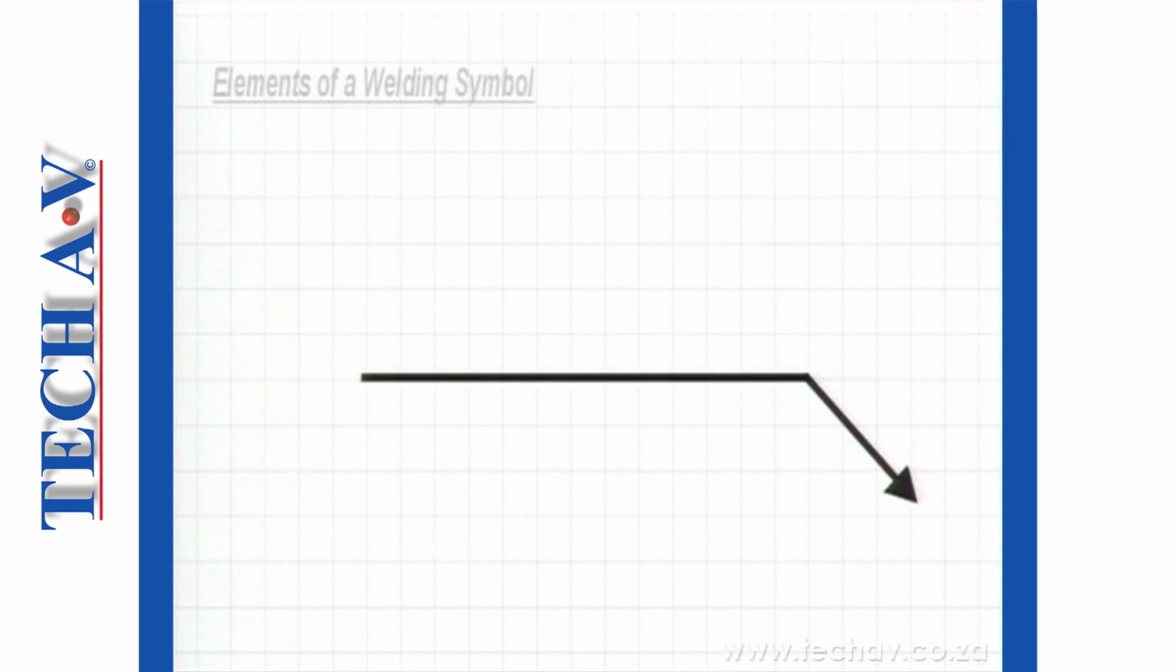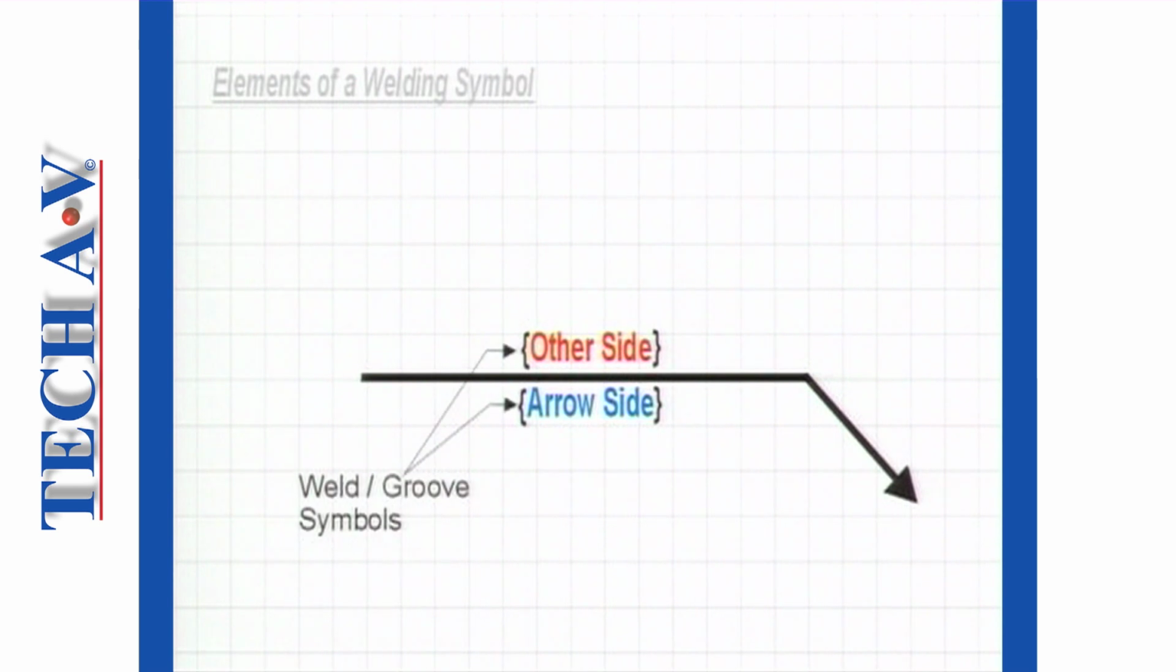Let us review the elements that we have discussed so far. The arrowhead and reference line are the base of the welding symbol. Arrow side and other side indicate which side of the joint we are looking at. Weld and groove type symbols are placed at the center of the reference line, and information such as root gap, included angle, contour finish, and method or process of finishing are all given in a particular format.